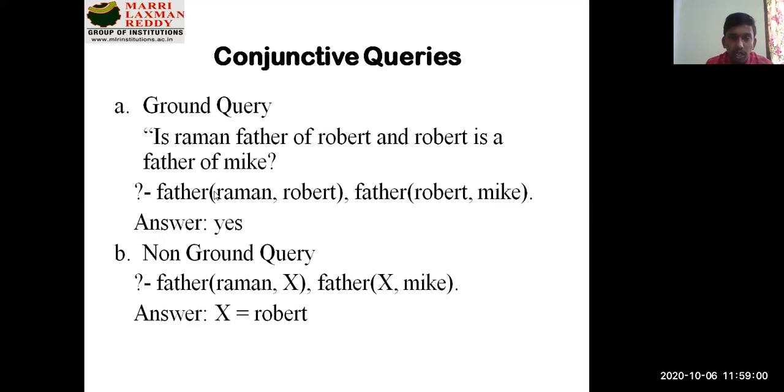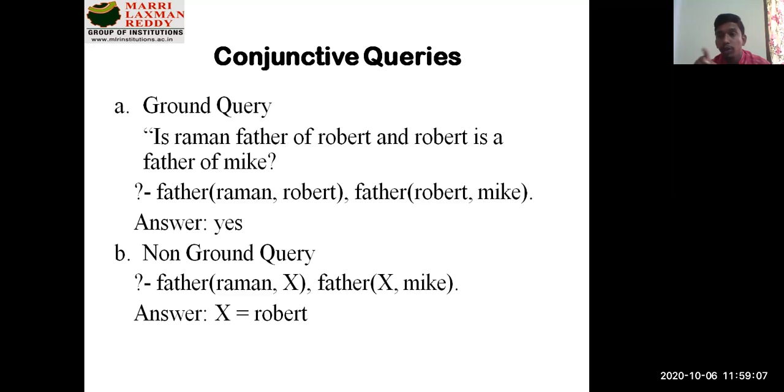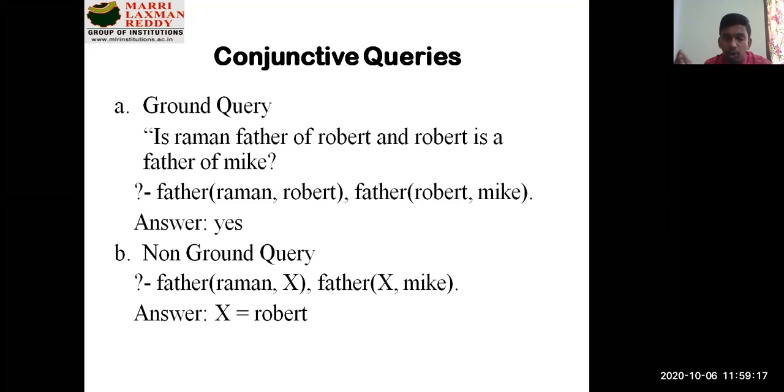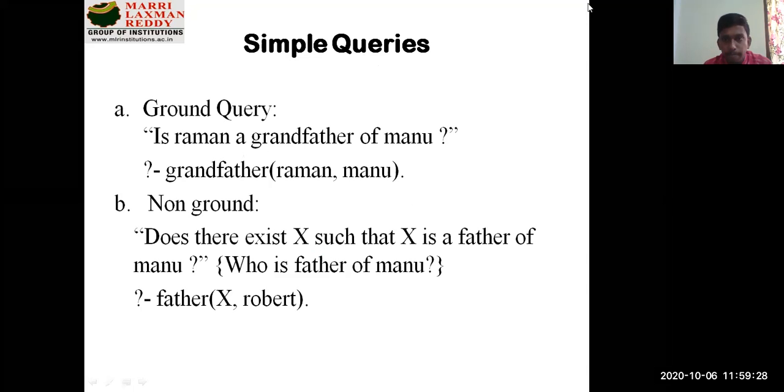In a non-ground query, that is question mark hyphen father(Raman, X), because Robert is the same person in both scenarios, we treat him as X, and we proclaim the same in the next goal, father(X, Mike). So here X is Robert. These are called conjunctive queries. So that's it, guys, about the Prolog language.